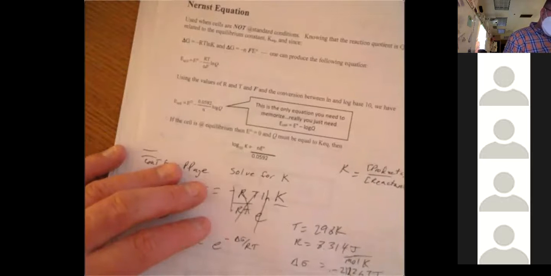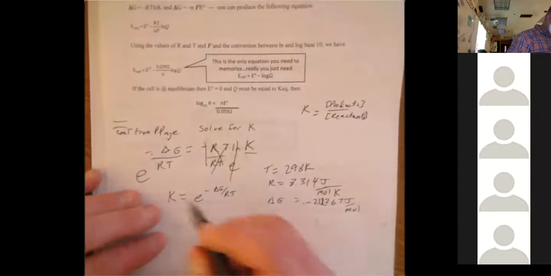And our delta G is equal to, from the other page, negative 212267, right? Oh, nope, I'm missing one. 212267 joules per mole. So there are our guys for this formula. So now we just plug them in.